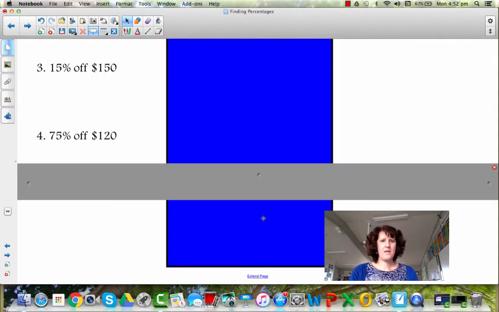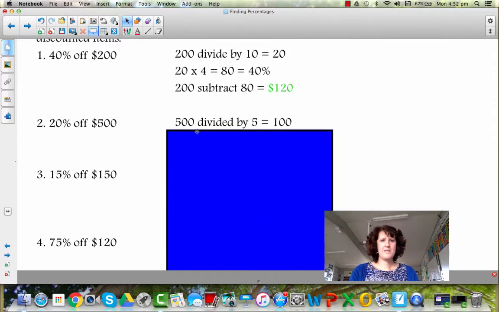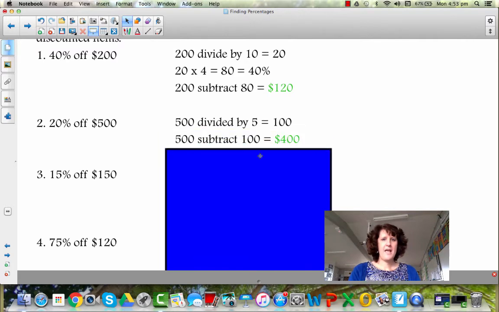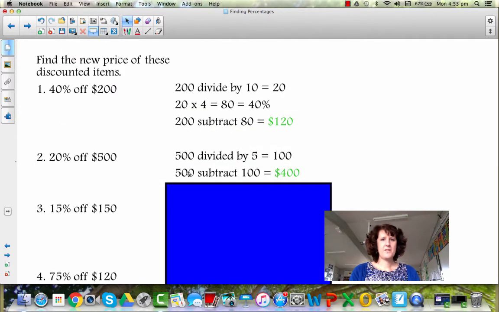Okay, second one. Because it's 20%, I can just divide by 5 to find out the amount of discount, which in this case is $100. And then I just subtract it. So the original price, take away 100, gives me the new price of $400.